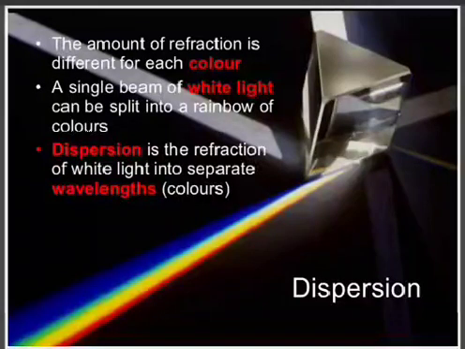Now, you know what will happen if you mix all the colors? If you mix all the colors, you will get white light. So when white light passes through a prism, it will split into 7 colors. The reason for this splitting is that each and every color has a different wavelength. Because of the different wavelength, the speed will be different, hence the bending will be different.